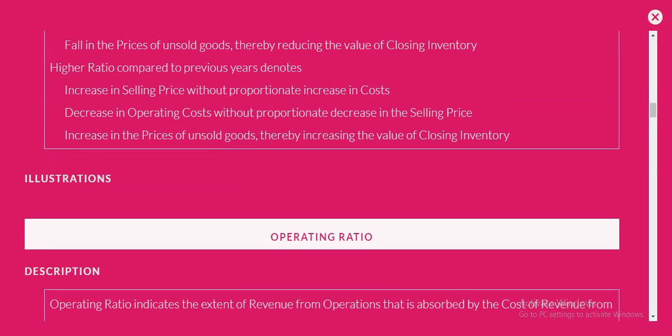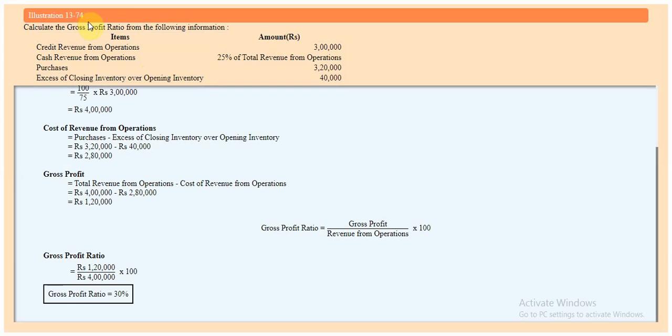Next, we will see one illustration for GP ratio. Yes, it is illustration number 74. Calculate the gross profit ratio from the following information. They have given certain items. Credit revenue from operations is given as 3 lakhs. Cash revenue from operations is given as 25% of total revenue from operations. So it's not given directly. It is given as a percentage on the total revenue from operations. Next we have purchases, and then we have excess of closing inventory over opening inventory. So something like closing inventory minus opening inventory is 40,000.